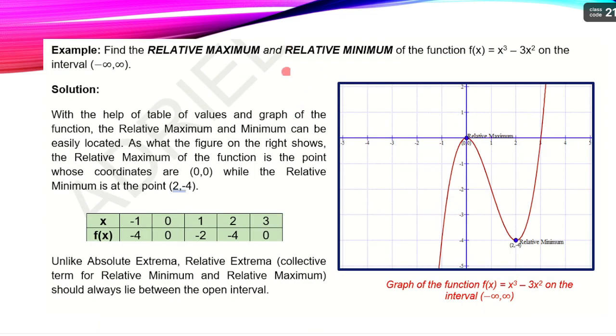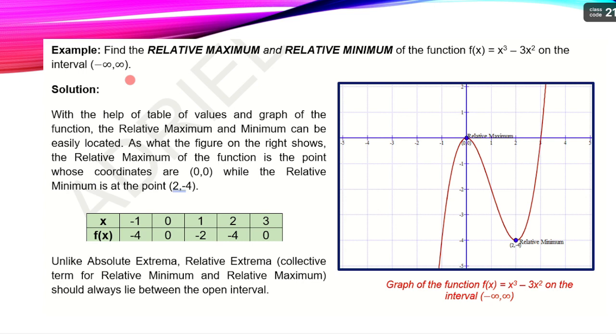How about relative? Consider this. With the help of the table of values and graph, the relative maximum and minimum can be easily located. For example, we graph x cubed minus 3x squared on the interval negative infinity to positive infinity. As the figure on the right shows, the relative maximum is the point whose coordinates are 0, 0, while the relative minimum is 2, negative 4.